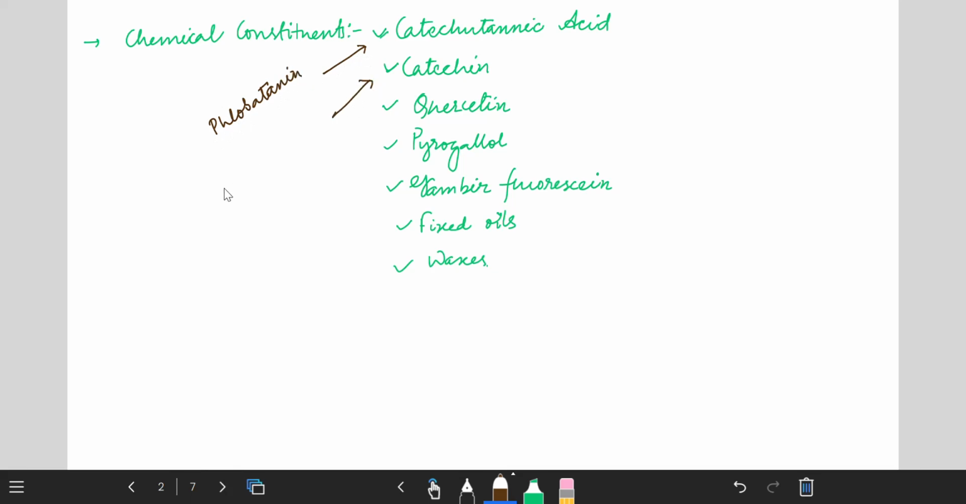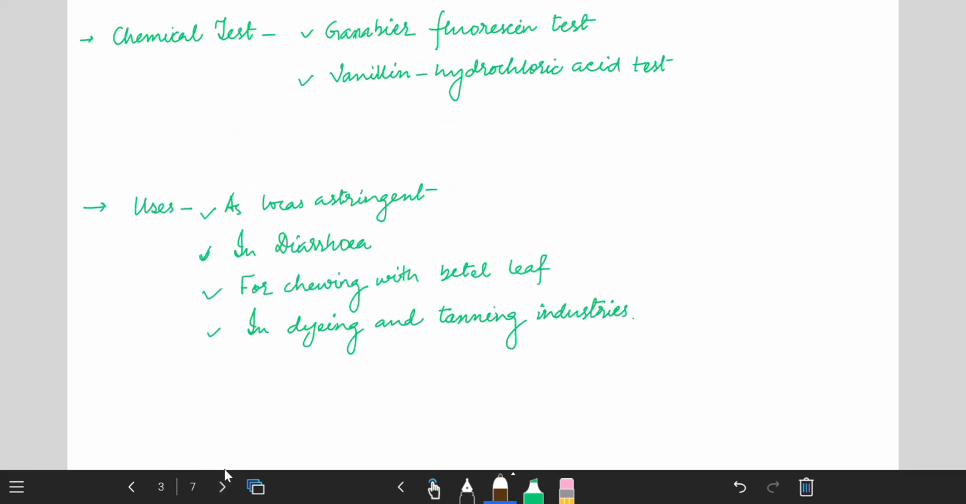But Catechin is a pseudotannin. And Catechin forms white needle-like crystals which dissolve in alcohol and hot water. But Catechutannic acid gives green color with ferric chloride. Now, what are the chemical tests?